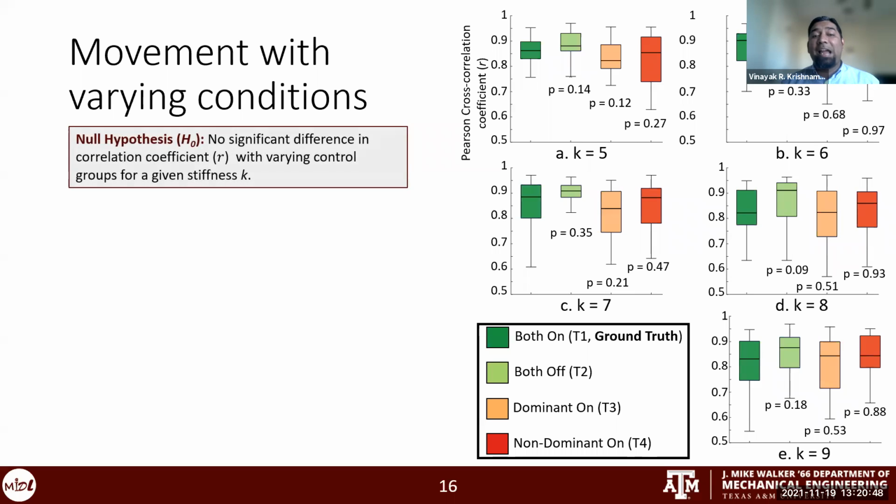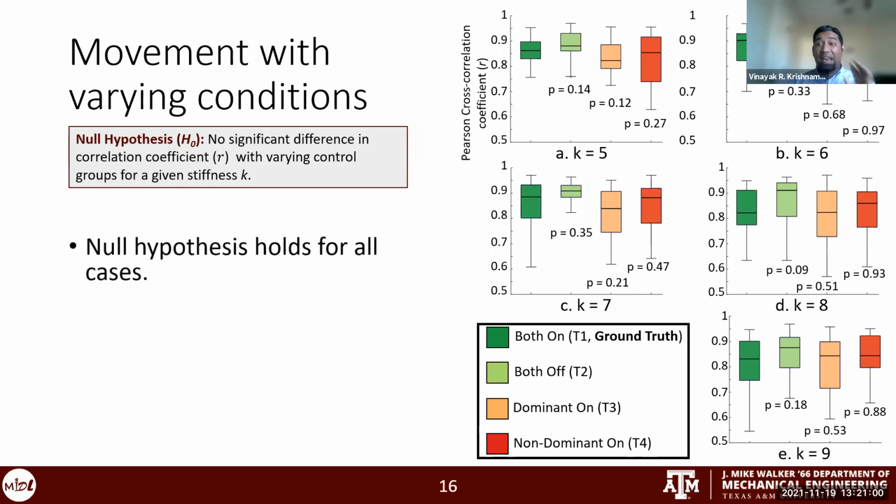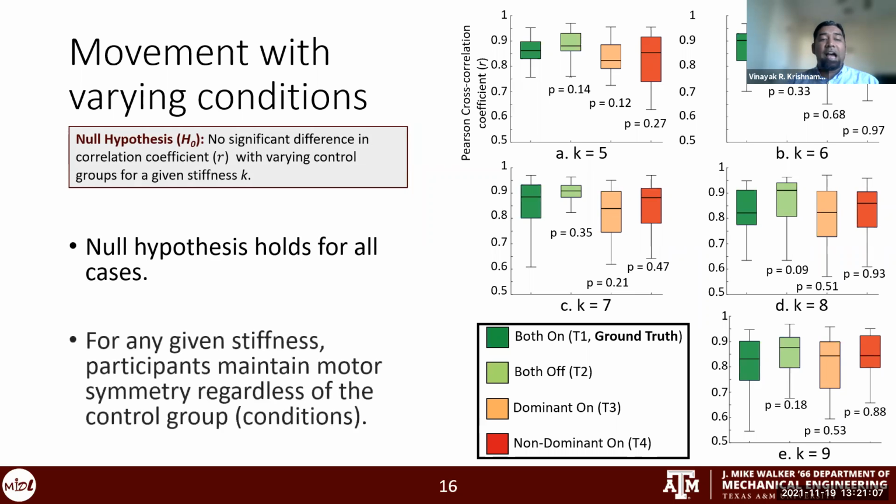In this case, my hypothesis is that there's no significant difference between a given group with respect to the both-on group when you change the control groups, for a given stiffness. Again, you will see that the null hypothesis generally holds. The p value is generally quite high, which indicates that for any given stiffness, participants maintain that motor symmetry regardless of the conditions of the control group.